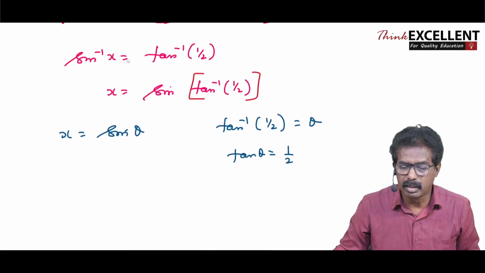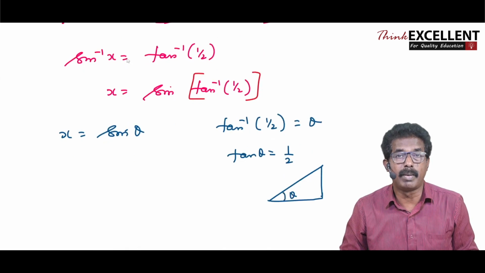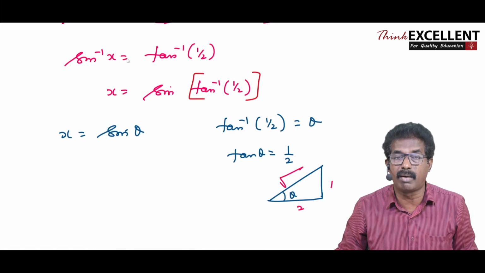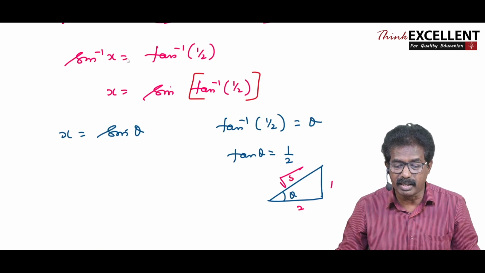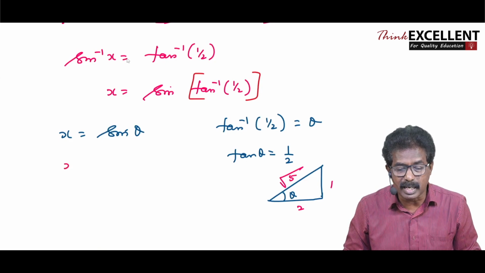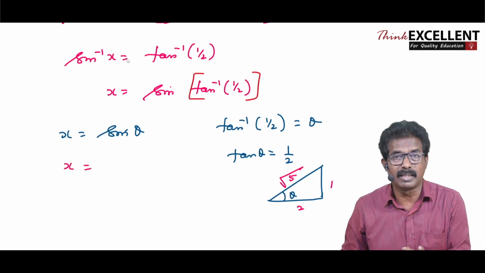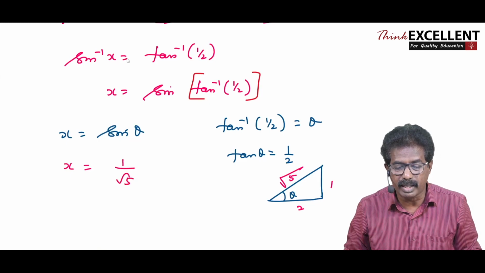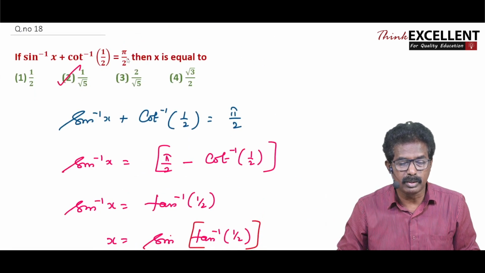Now we draw a right angle triangle. Tan means opposite by adjacent. Opposite is 1, adjacent is 2. So the hypotenuse is root of a square plus b square: 2 square is 4, 4 plus 1 is 5. We want sine theta, and x is equal to sine theta. Sine theta is opposite by hypotenuse. Opposite is 1, hypotenuse is root 5. So your answer is 1 by root 5, option number 2.